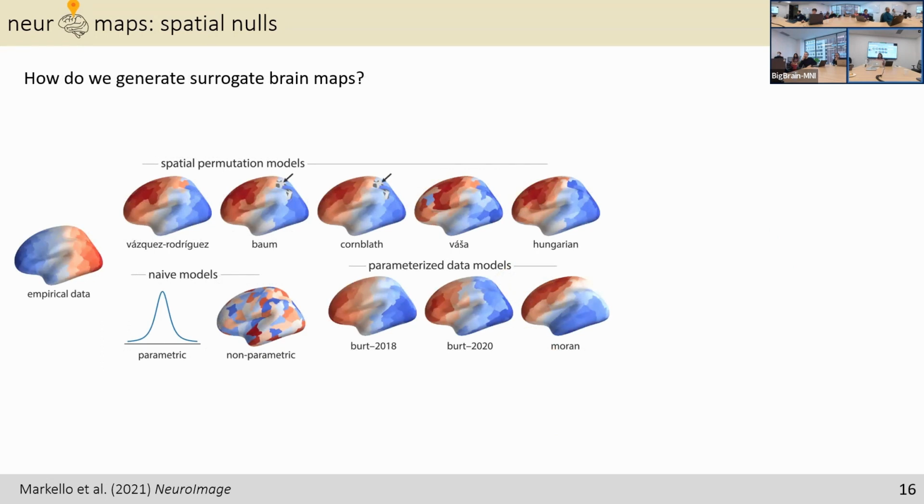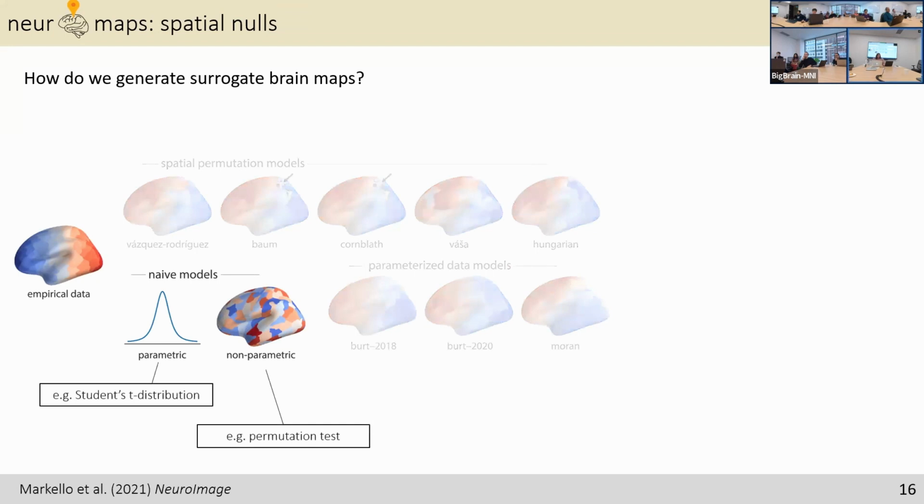There's a bunch of different ways to do it. I would say that, of course, there are the naive models that don't preserve spatial correlation, like if you simply use a Student distribution, for example, or use a permutation test without any type of control for spatial correlation. In that case, I wouldn't suggest it, for the reason I've explained: you would get inflated p-values.